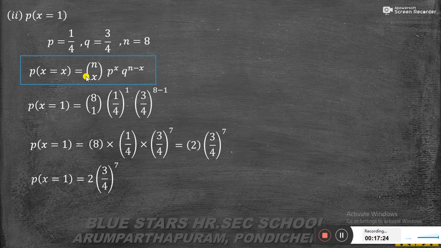X equal to 1 means we substitute in the binomial distribution. So probability of x equal to x, this is the binomial distribution formula: nCx p^x q^(n-x). Therefore n is 8. I substitute x is 1 and the p value is 1 by 4.